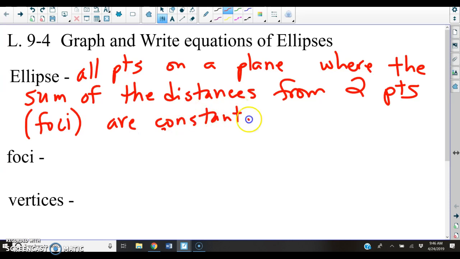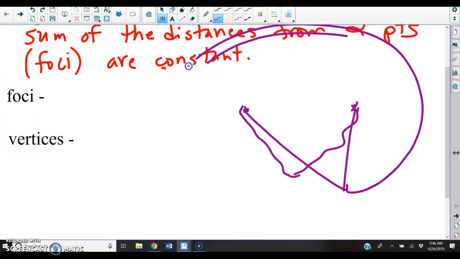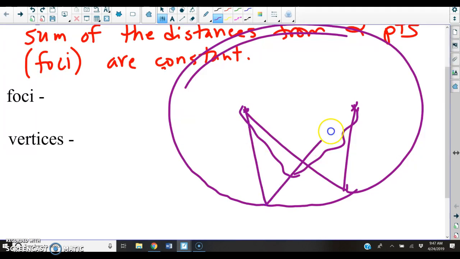Okay, let me see if I can explain this. If we could take a string and tape it to my board, so here's my string, and then I were to put a pencil or a marker in that string and pull it taut and start drawing around. I'm not an artist, and we'll do it on the board, okay? But that sum stays constant. This plus this plus this. That sum is going to stay constant all the way around your ellipse. So it makes an oval.